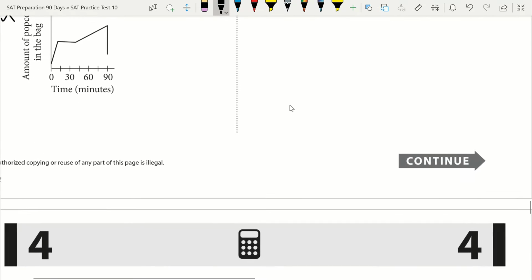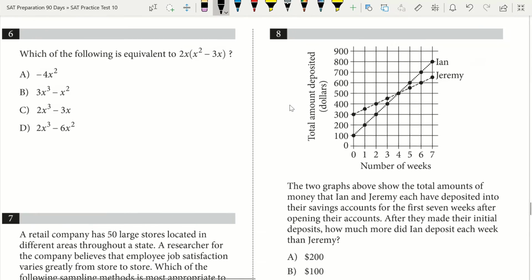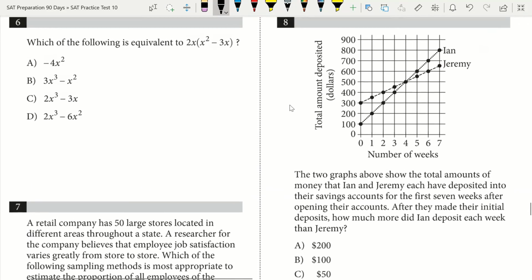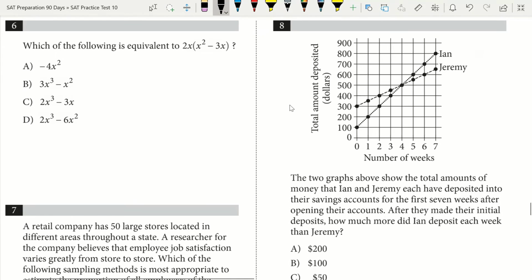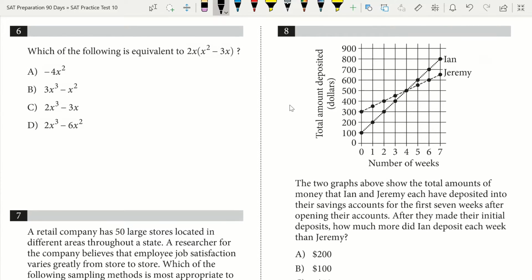I will talk about pacing all of the sections for the SAT in a later video in these 14-day SAT prep series. But for now, I'm just focused on teaching the tricks, tips, and sort of formulas and things like that that you need to know.